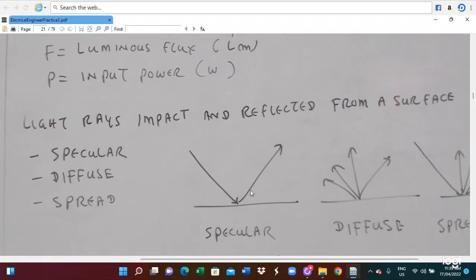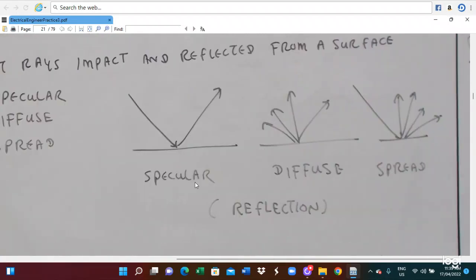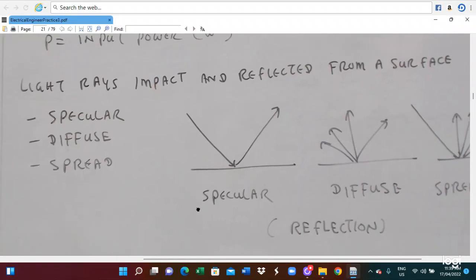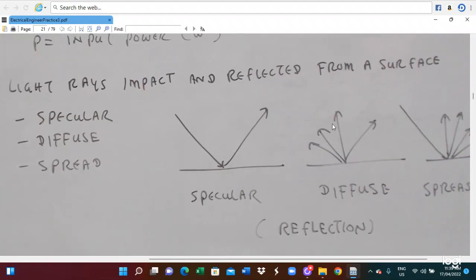The light rays can impact and be reflected from the surface. This is specular, here is diffuse, and here is spread. So depending on the reflection, we can get specular, diffuse or spread reflection.